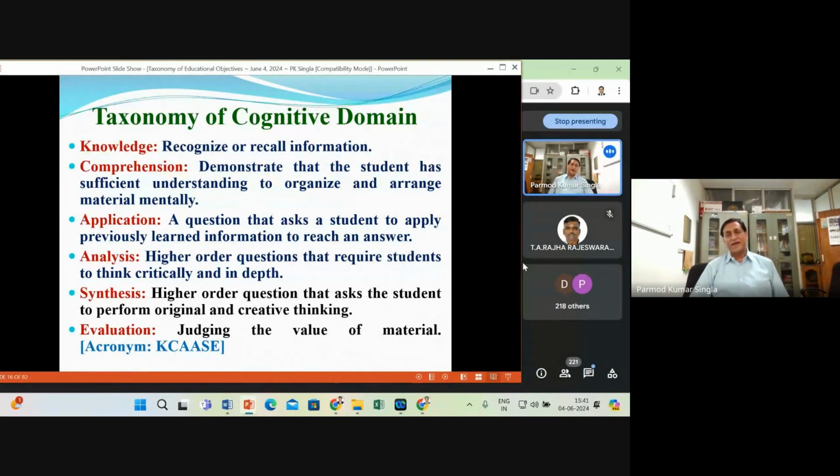And then the highest stage Benjamin Bloom has given of the intellectual capabilities is judging the value of the material. To remember it, we have an acronym, K-C-A-A-S-E. If you remember this, you will understand knowledge, comprehension, application, analysis, synthesis, and evaluation. Judging the material here means, if you go a little more deeply in the taxonomy, at this level you are not only able to know, understand, apply, analyze, create, but you are able to make a judgment on the knowledge itself.